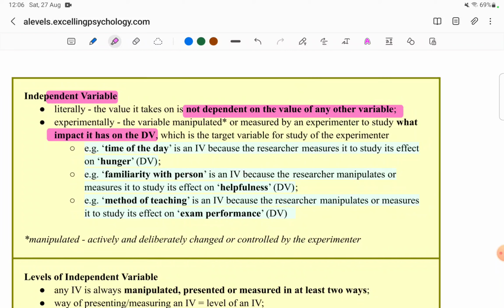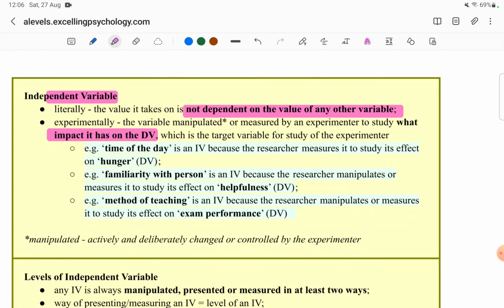Okay, so an independent variable, if you're asked to define it, as we'll see ahead, these type of questions do come in paper 1 and paper 2. You should say that an independent variable is that variable in an experiment which brings about a change in the value that the dependent variable takes on. Okay, now let's look at some examples of independent variables.